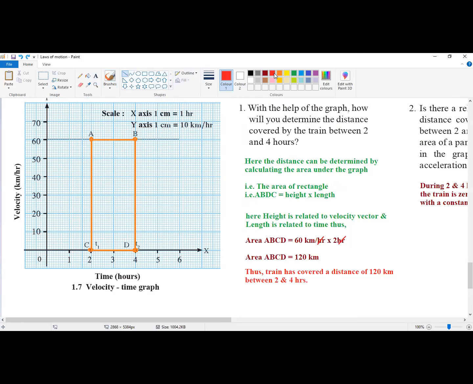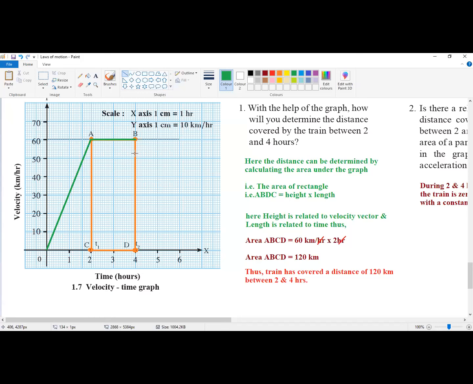Initial speed or initial velocity of the train must be 0. So that means you should start from the origin from here. So it increases, it increases, it increases. Now it starts moving further with the constant velocity, right? With a constant velocity.